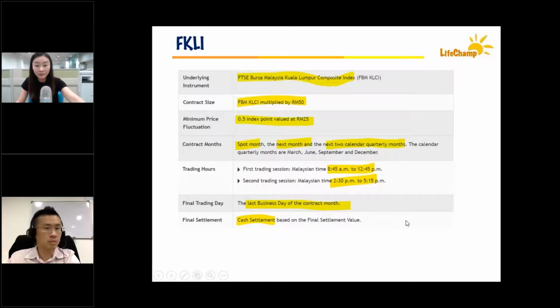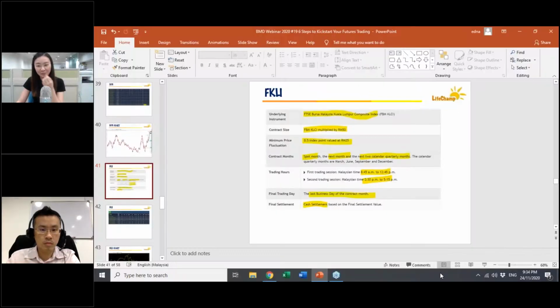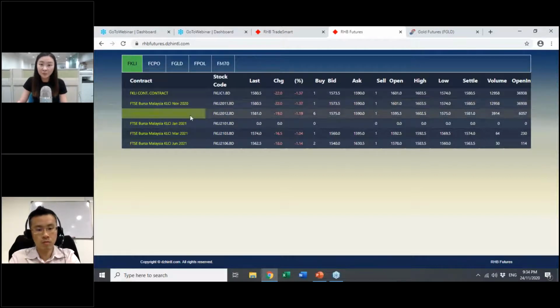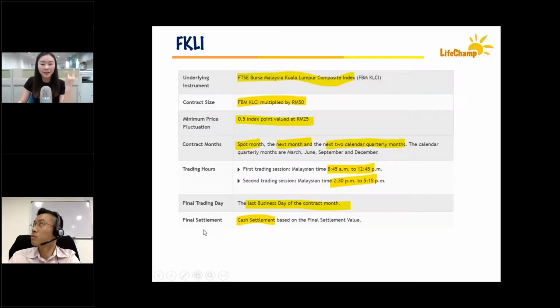So this one is very straightforward, not a certain number of the month. For November, the contract expires on the last business day of November, and December will be the last trading day of December, then expired. So you do not have to remember the 15th or 20th of the month. For FKLI, it's very straightforward. And the final settlement is cash settle. So you do not need to worry if you forgot to close your November contract. It will be cash settled, meaning you either make a profit or a loss, settled in cash.